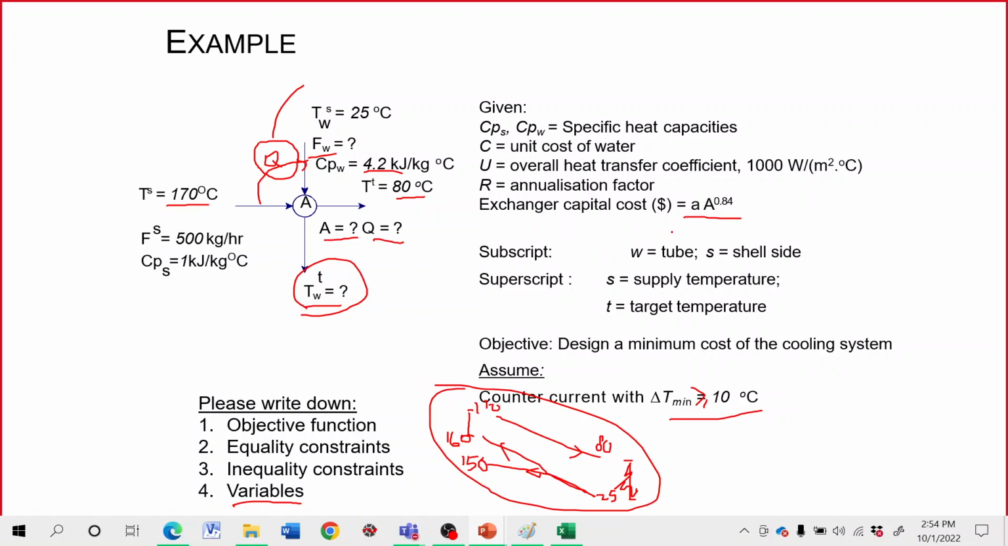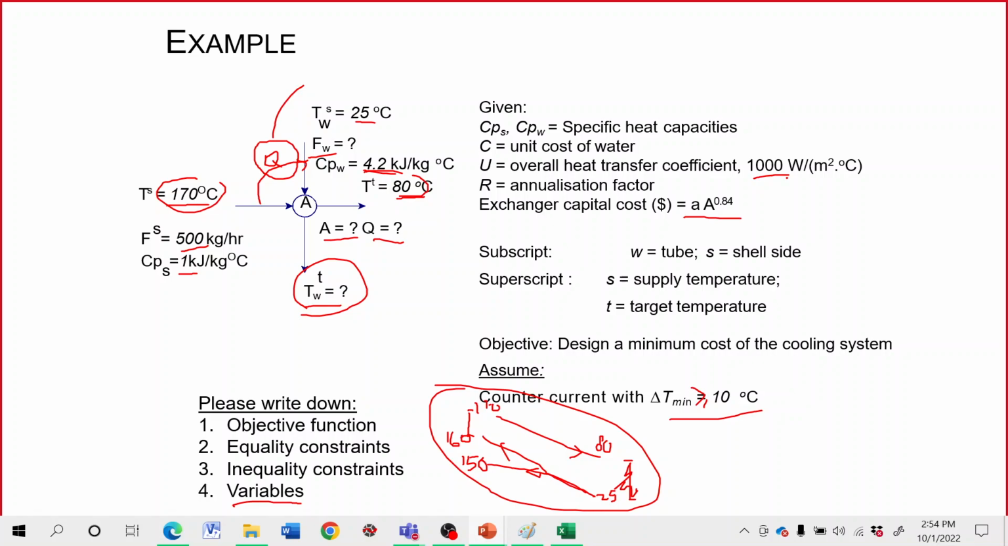Parameters are information that we know. This inlet temperature is a parameter. These are all parameters, all of these numbers that we know. This is what we call parameters. This overall heat transfer coefficient is also a parameter.